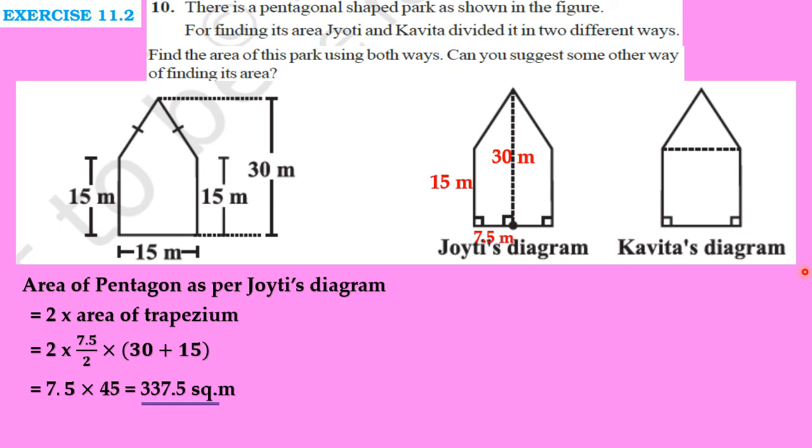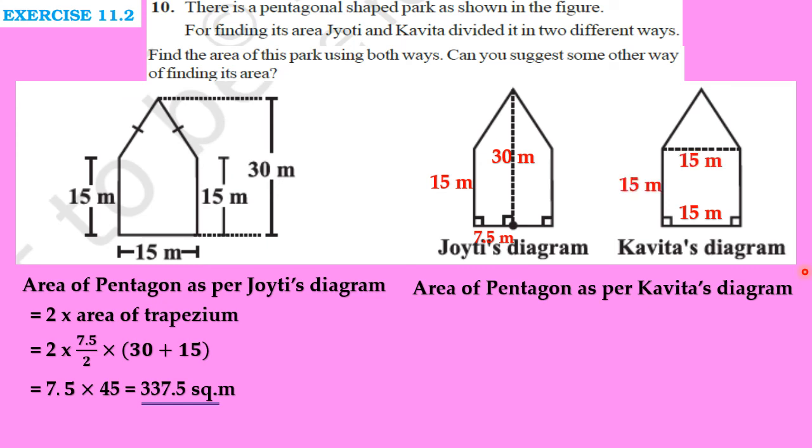Now let us find the area as per Kavita's diagram. In that, what you can see, one rectangle and one triangle. So what are the dimensions there? All the sides 15. And what will be the height? What will be the height of the triangle, the altitude? See, total is 30 and this is 15. So from here to here, that means the altitude of the triangle, that will be 30 minus 15, which is equal to 15.